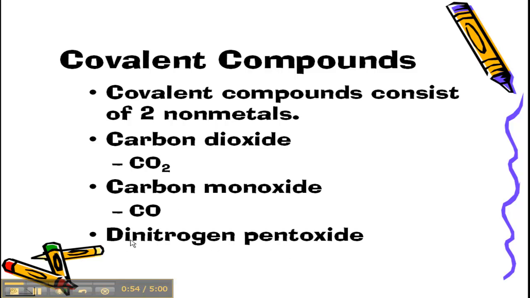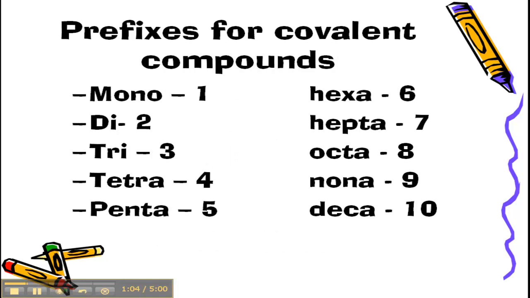So di means 2, we have 2 nitrogens. Penta means 5, so 5 oxygen. So the formula is N2O5. Now you need to know the prefixes, so pause the video and copy these down into your notes. Pay special attention to 2 is di and 4 is tetra. The rest of them are probably familiar to you. So pause and copy them into your notes.